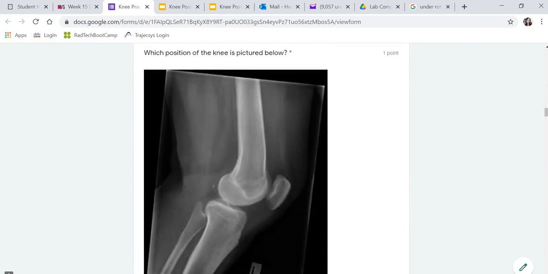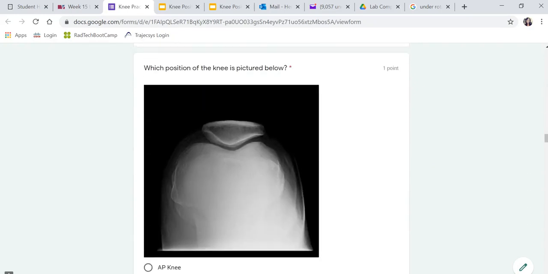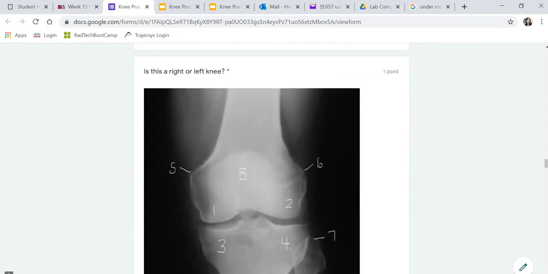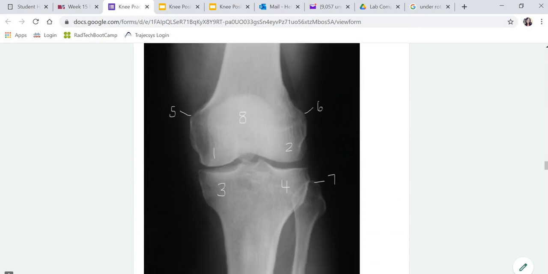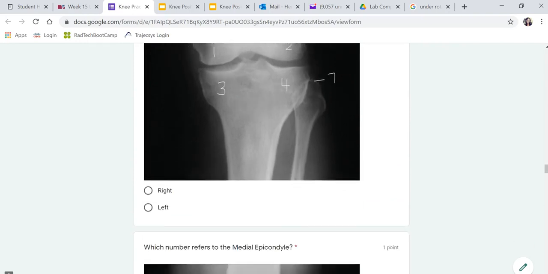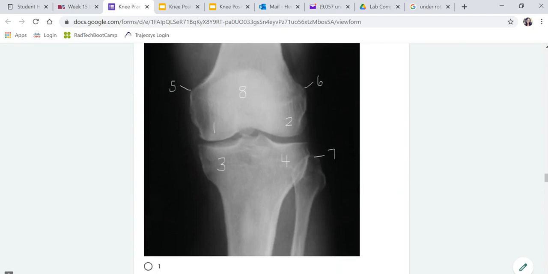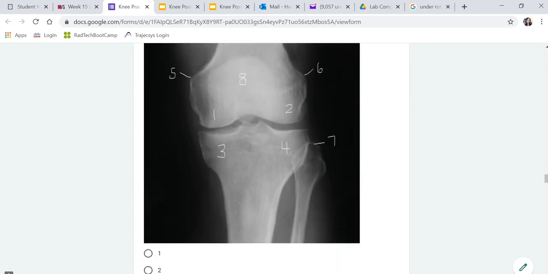So I give you all the choices here that we learned in lab this week. Then if we scroll down to the end here, I also labeled some anatomy so you can practice identifying anatomy on your x-ray. So again, I ask you some anatomical or anatomy specific questions. Okay, so that's the first thing I want you to work on.